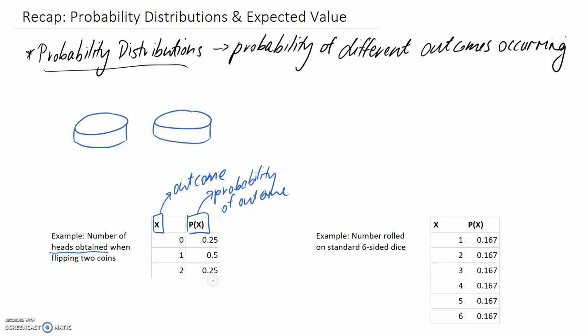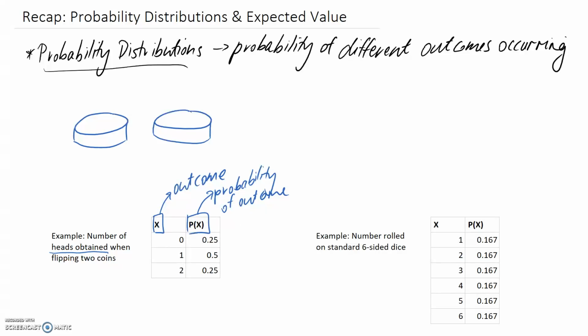I'm not going to go into detail of how we get these, that will be in a future video. But what we can say is that for the outcome of 0 heads, we have a probability of 0.25 for that happening, so that's like 25%. For the next outcome, where we have 1 head occurring, we have a probability of 0.5 or 50%. And for the last outcome, where we have 2 heads occurring, the probability of that is 0.25. So this here is our probability distribution expressed in a table format.